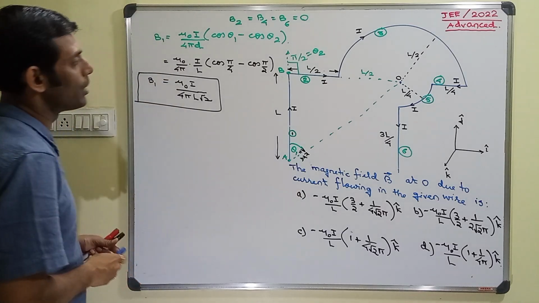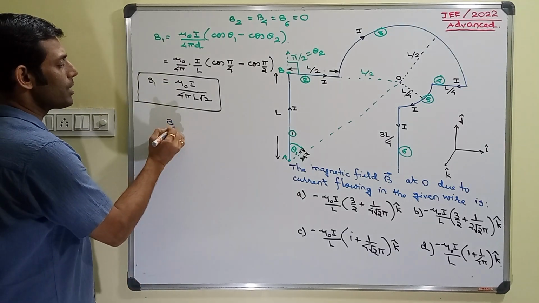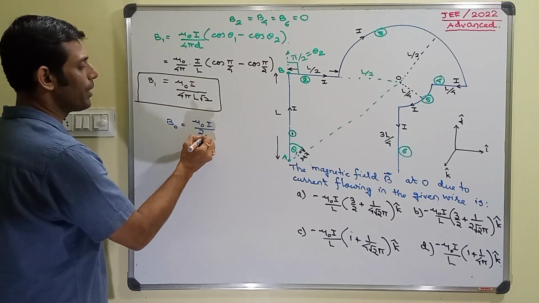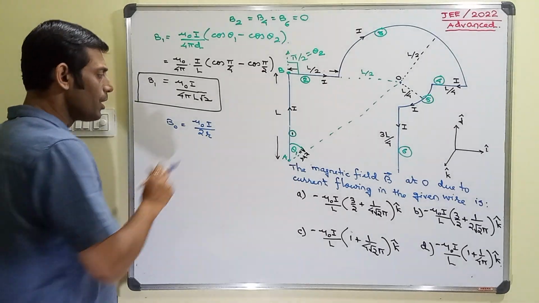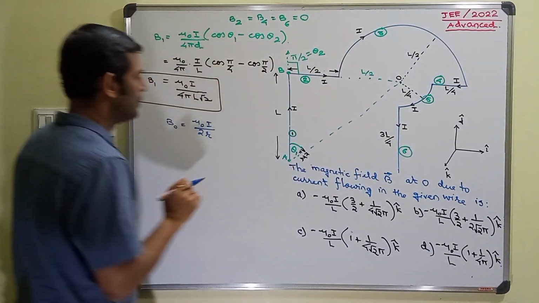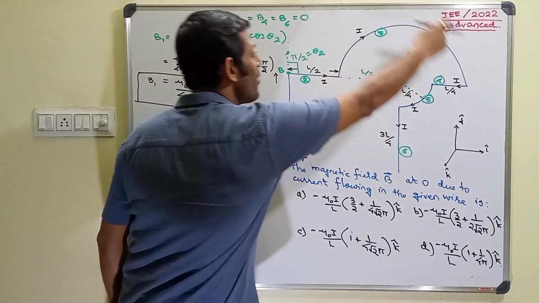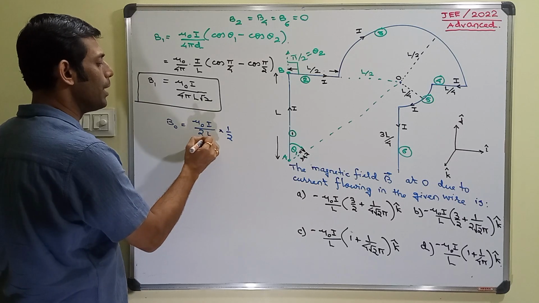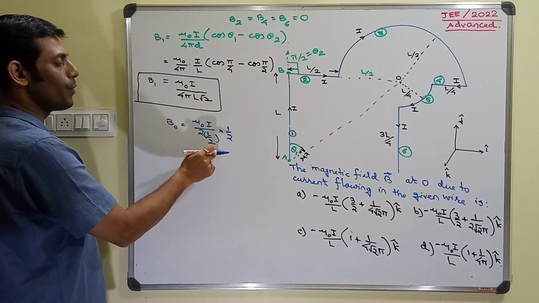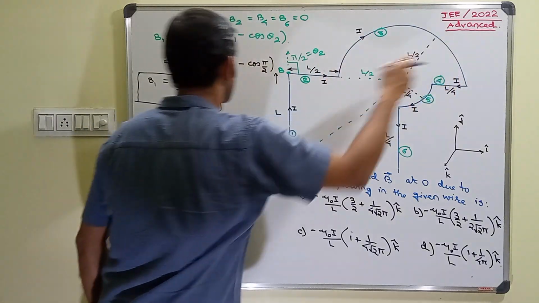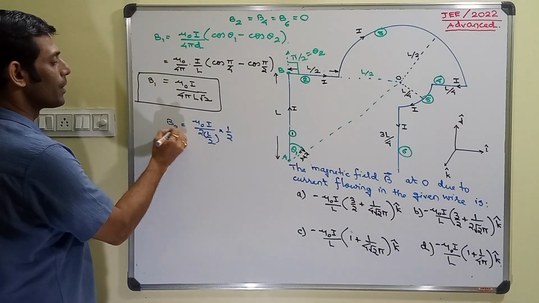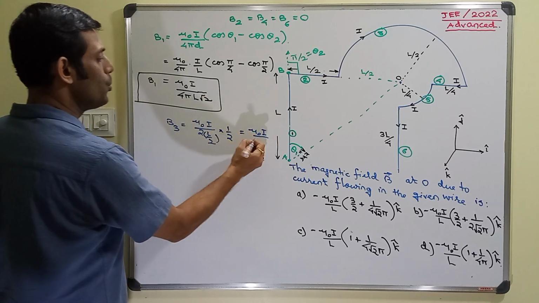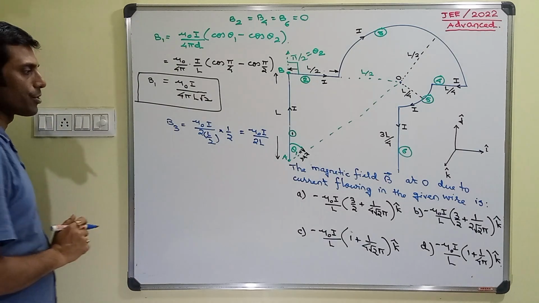Now from this semicircular part, what we can say, at the center of a circle, the magnetic field is mu naught I by 2 into R. Now this radius is L by 2 and this is for a full circle. For a half circle, this would be equal to half of this and the radius is equal to L by 2. So mu naught I by twice radius into half is for the semicircle. This is B3, the third part, and therefore this is equal to mu naught I by 2L. Let this remain as it is.